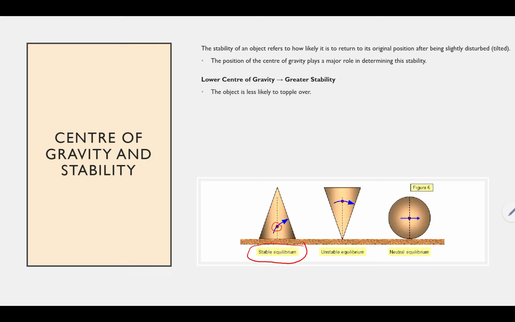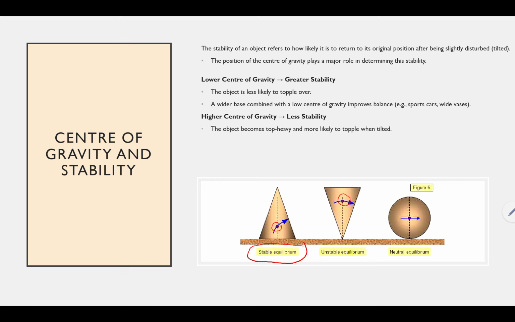The object is less likely to topple over, and the wider base combined with a low center of gravity improves balance so much, such as in sports cars and wide vases. However, look at the second picture. Here, the center of gravity is higher, which makes it less stable. So the object becomes heavy at the top part, which means it will be more likely to topple when tilted. And objects like double-decker buses and tall shelves are less stable and must be carefully designed accordingly.